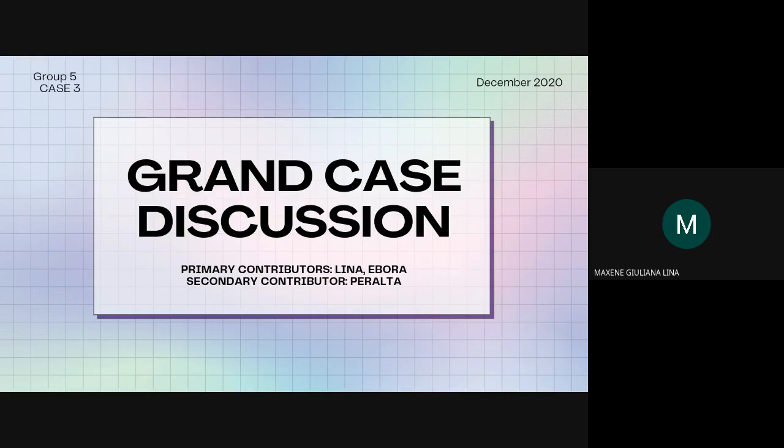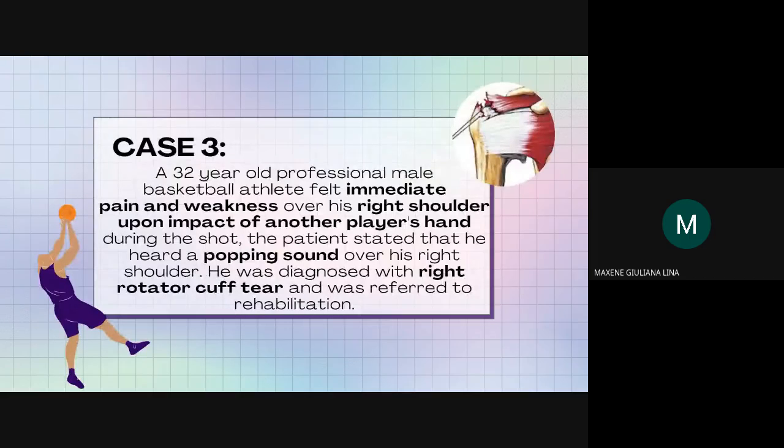Next slide. The case that was given to us is a 32-year-old professional male basketball athlete who felt immediate pain and weakness over his right shoulder upon impact of another player's hand during the shot. The patient stated that he heard a popping sound over the right shoulder. He was diagnosed with a rotator cuff tear and was referred to rehabilitation.